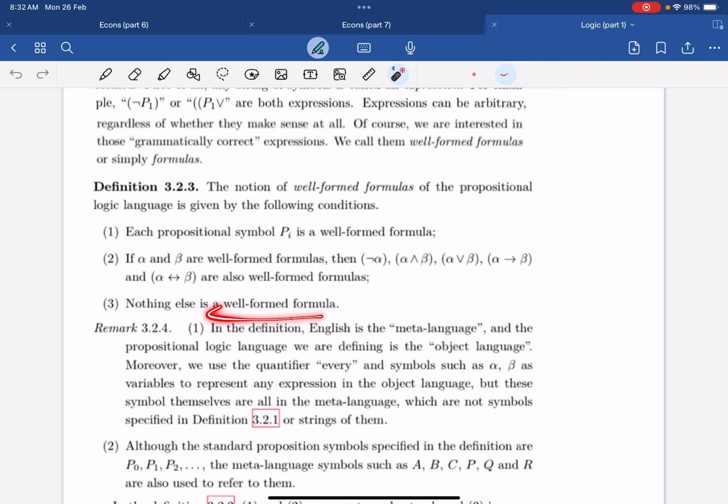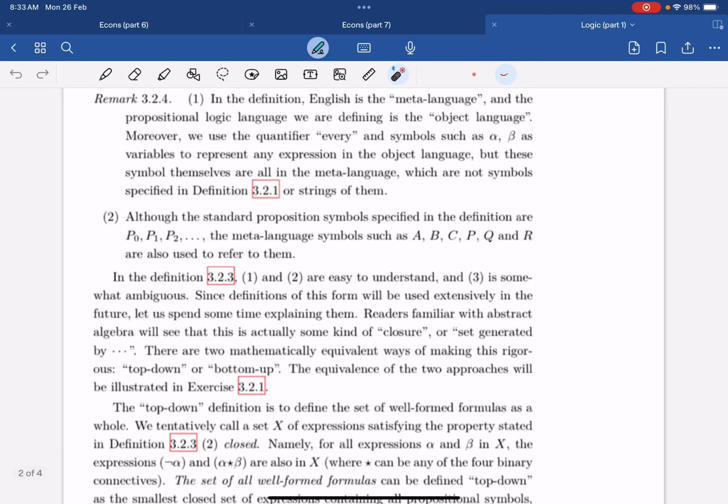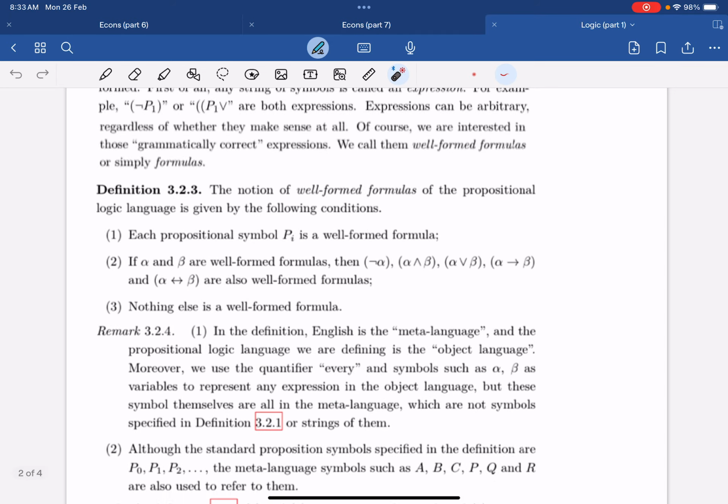It is something we'll later see, because this looks something like induction, and we'll later see what the principle of induction for formulas is. In the definition, English is the meta language, and the propositional logic language we are defining is the object language. So we are using English to help us define our logic.